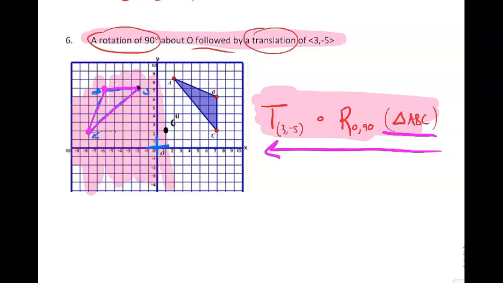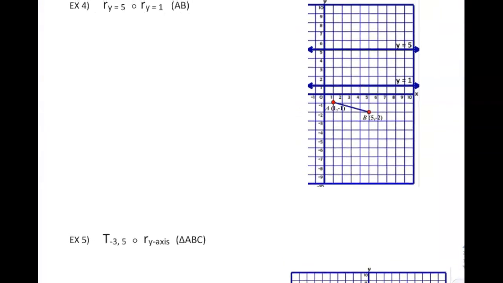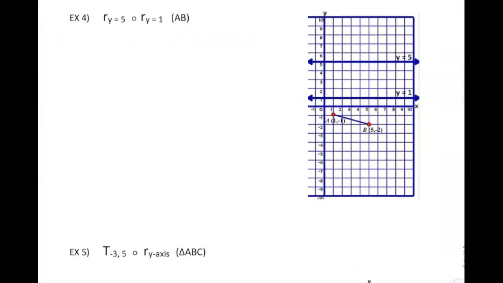Over 3, down 5. There's A double prime. And B, over 3, down 5. B double prime. That is my final answer after doing this, then this. So list your coordinates. What are A double prime, B double prime, and C double prime? And then the two examples on page 26 is where we're headed next.